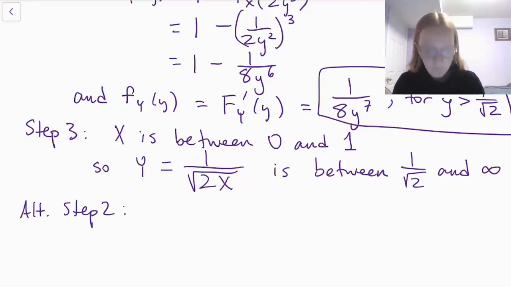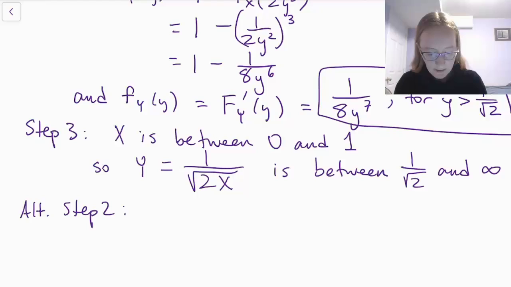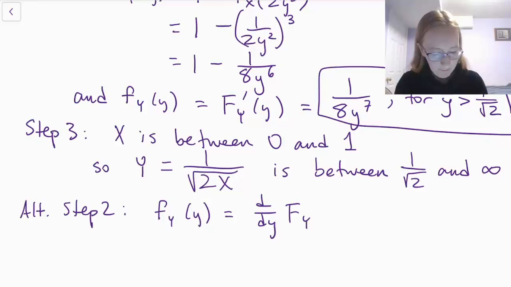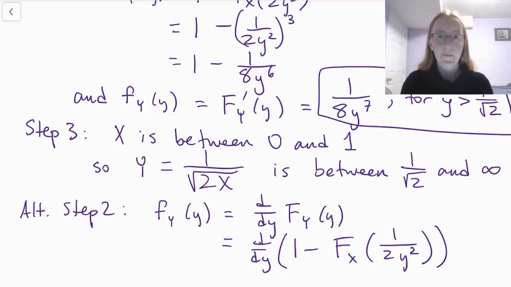We could say before we sub in, pretend we never found the CDF of x, because we don't actually really need it. We know that little f of y is d by dy of big F_Y of y, which is d by dy of what we found, which is 1 minus big F sub x evaluated at 1 over 2y squared. Close that.